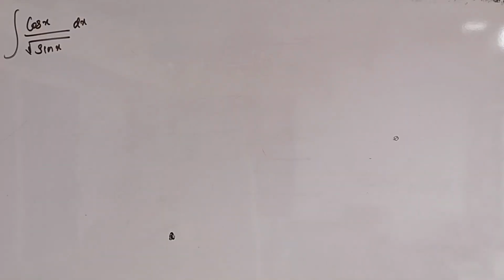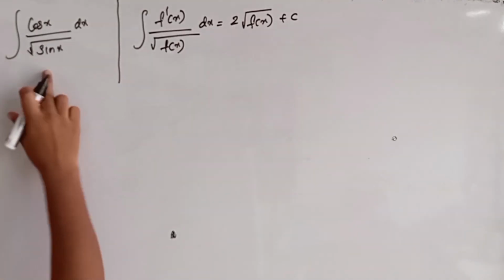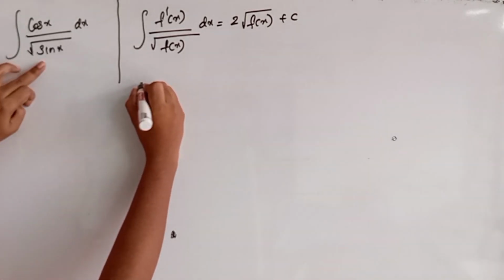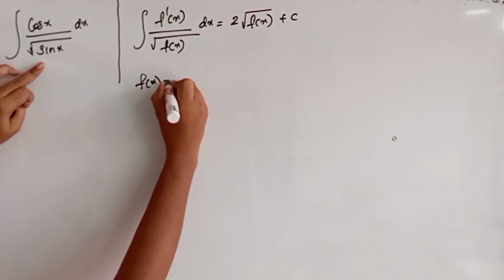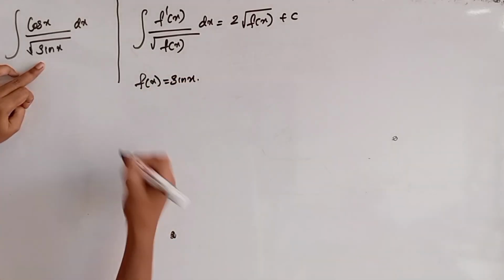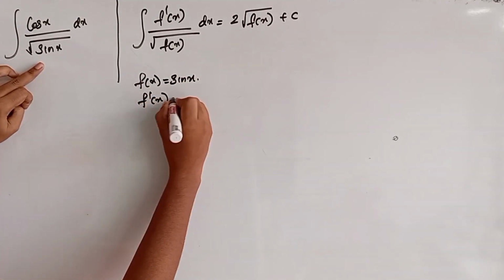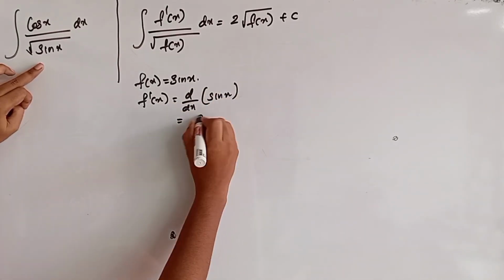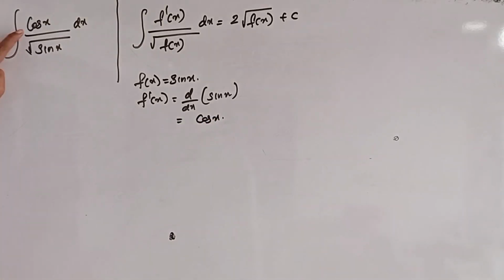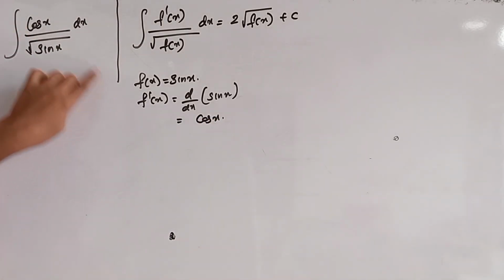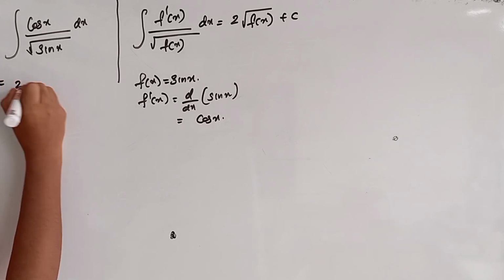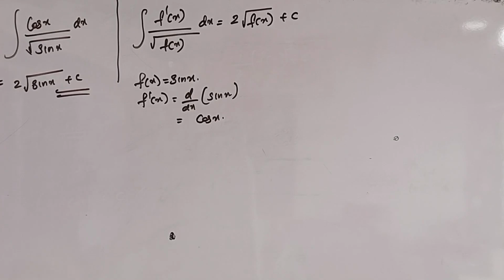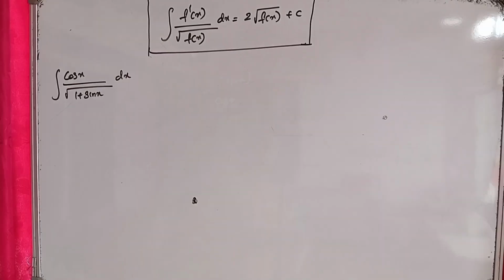Okay, so the next question is integrate cos x by root sin x dx. Here we apply a formula: integral f dash of x by root f of x dx equal to 2 root f of x plus c. For this we put the denominator as f of x. Then we differentiate the denominator, that is f dash of x equal to d by dx of sin x, that is cos x, that is the numerator. That is, if the function is of the form f dash of x by root f of x dx, then the answer becomes 2 root of f of x plus c. So here the answer is 2 root sin x plus c.